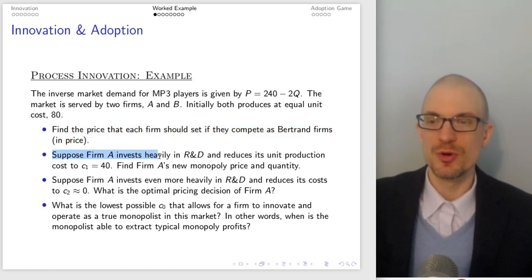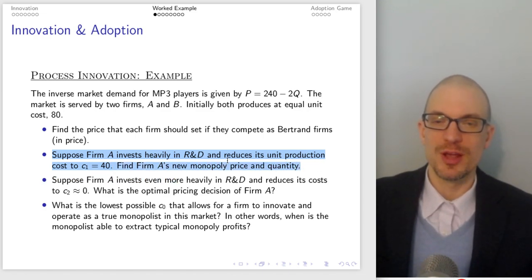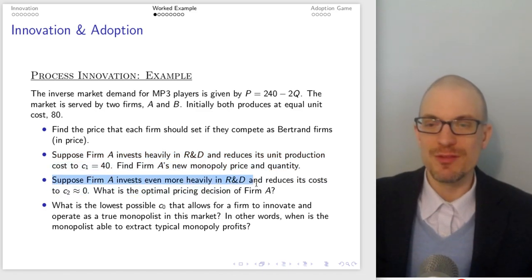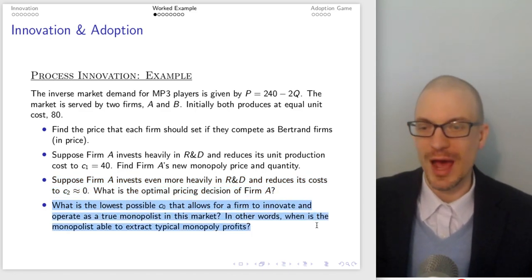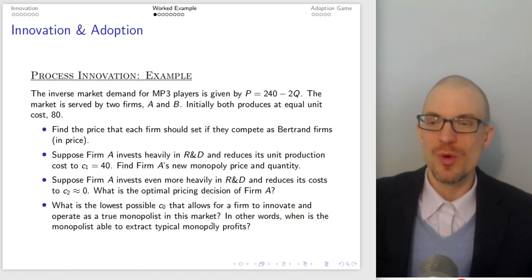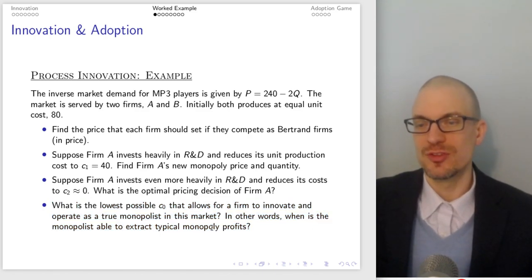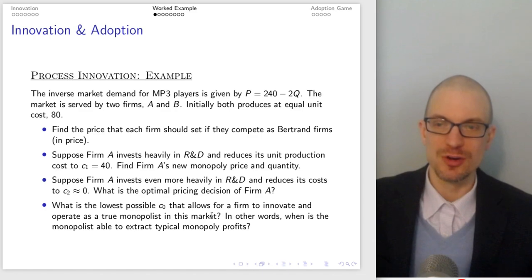Part B, suppose firm A invests heavily in R&D, reduces its unit production cost to 40. Find the new monopoly price and quantity. Suppose firm A invests even more heavily, reduces its cost down to 0. What's the optimal price for the firm? And then my question, what's the lowest possible quantity that allows the firm to innovate and operate as a true monopolist? When is the monopoly able to extract typical monopoly profits? When do we get a large innovation?